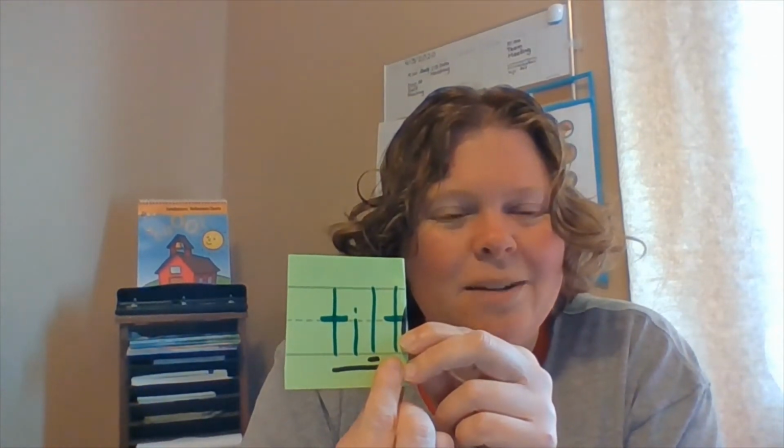Another important word for this book is tilt. This one has an LT blend. Tilt, tilt. If something is tilted, that means it's not standing up straight. It's leaning over.